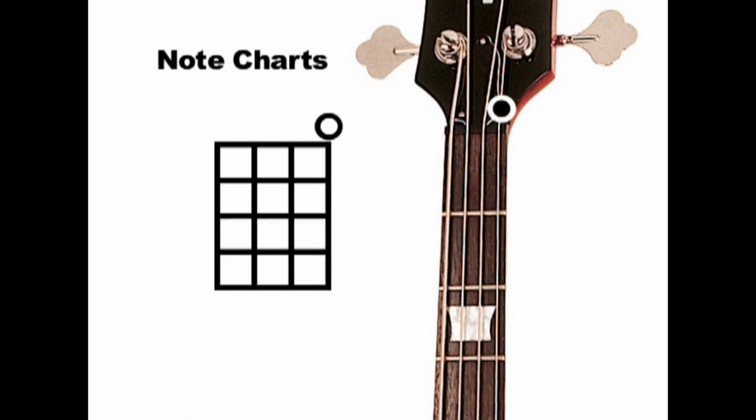Dots are placed on the note chart to show you which strings and frets to hold in order to play scales or chords. In some cases, like this example, hollow dots represent an open string.